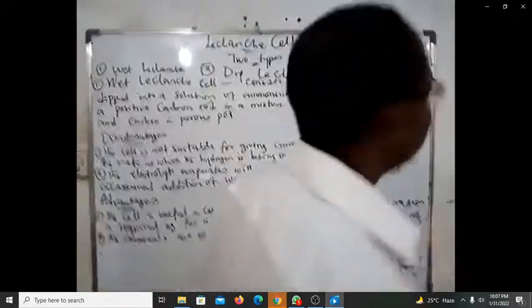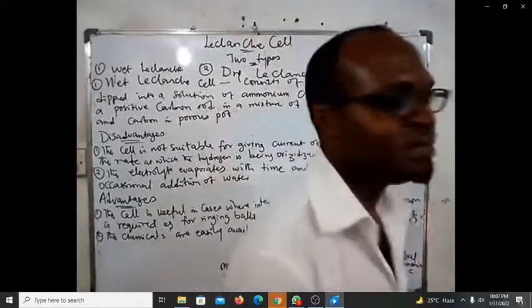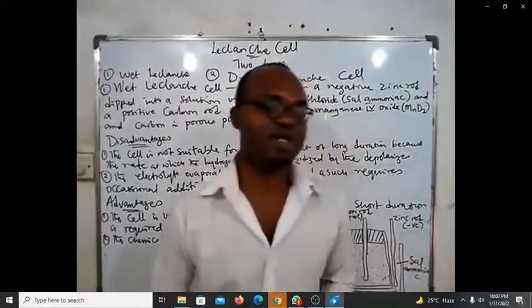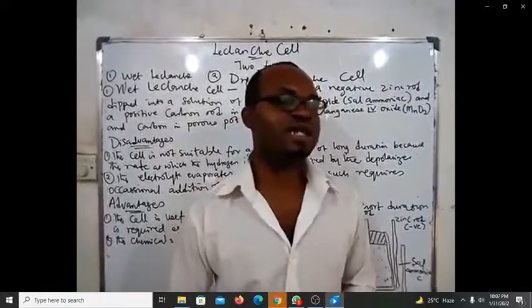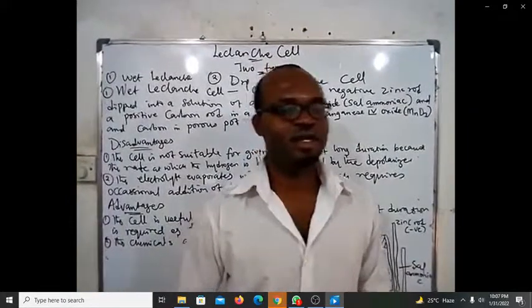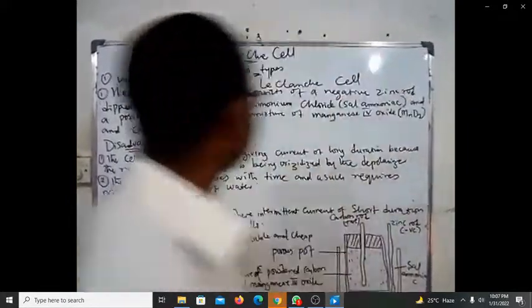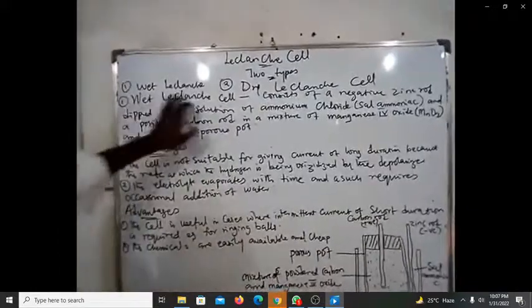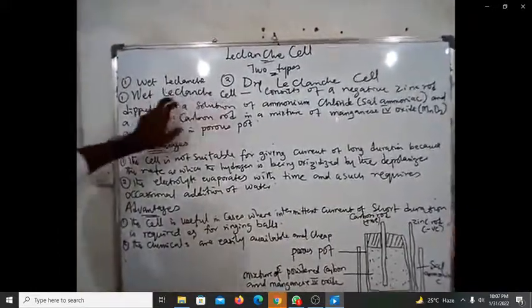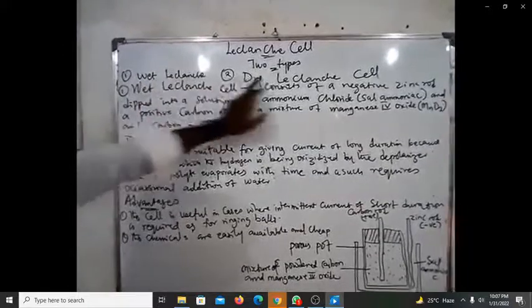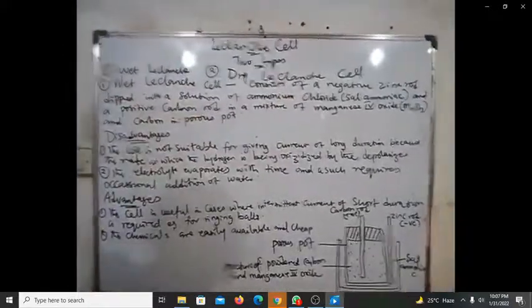So this Leclanche cell is of two types. We have what we call the wet and the dry Leclanche cell. So we are starting with the wet one.